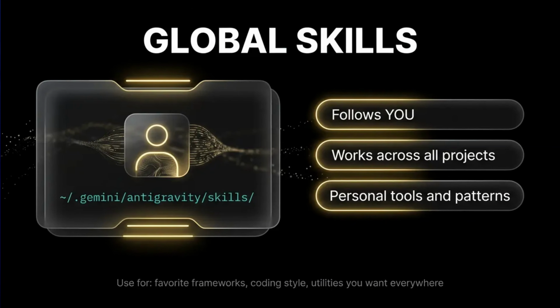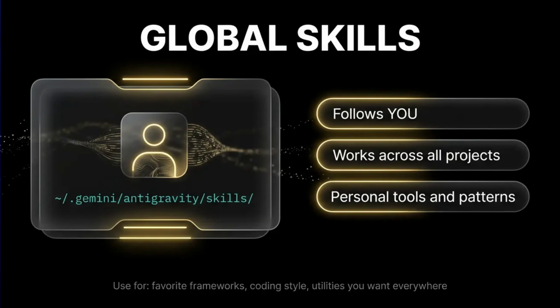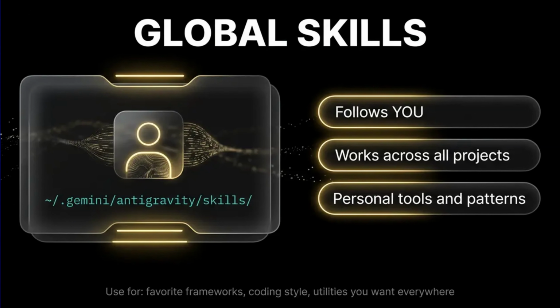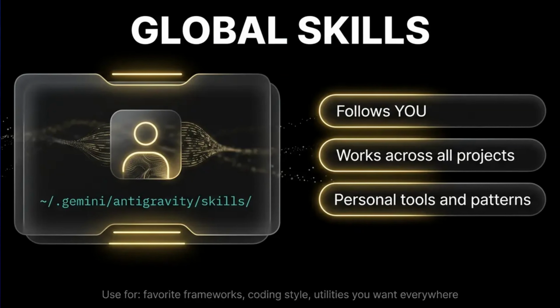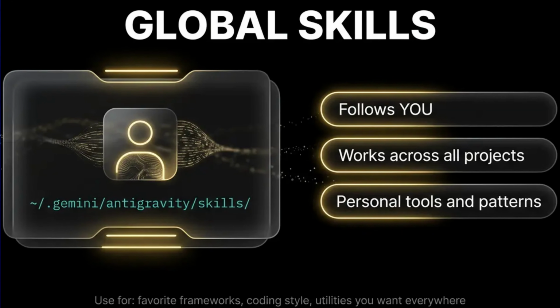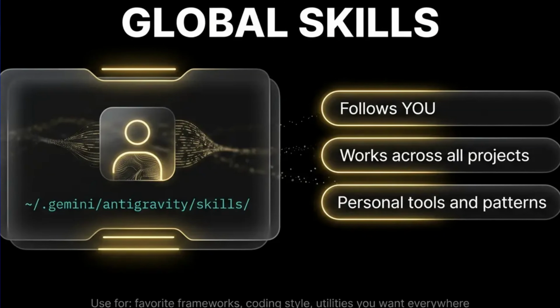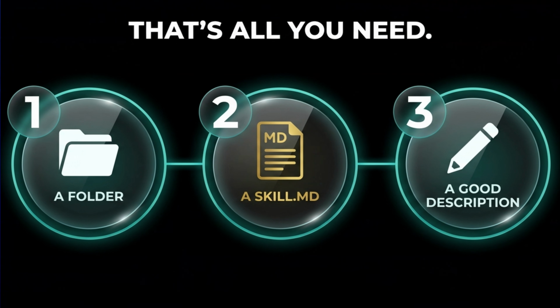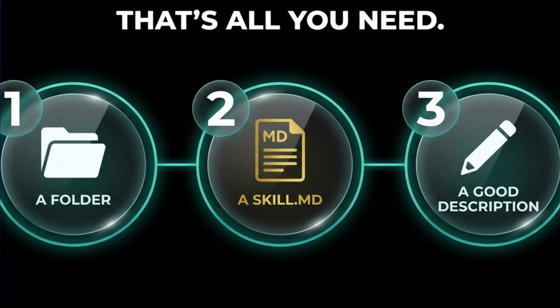Second is your global directory. On Windows, it is C:\Users\your name\.gemini\antigravity\skills. On Mac, it'll be ~/.gemini/antigravity/skills. Now, these follow you, not the project. Every project you open in anti-gravity can actually discover global skills. So use this for personal tools, your favorite framework patterns, things you want available everywhere. That's it. A folder, a markdown file, a good description. That is what skill is all about.